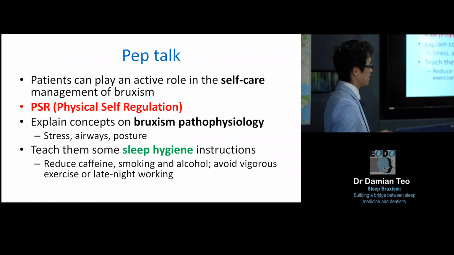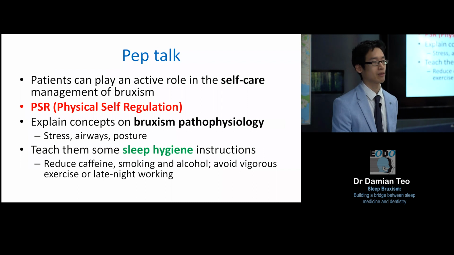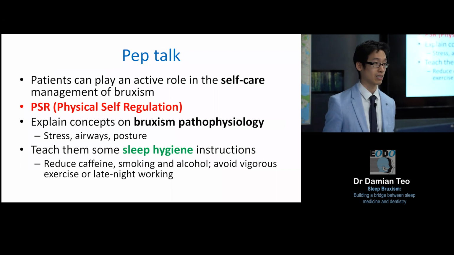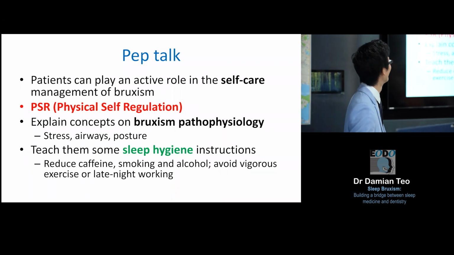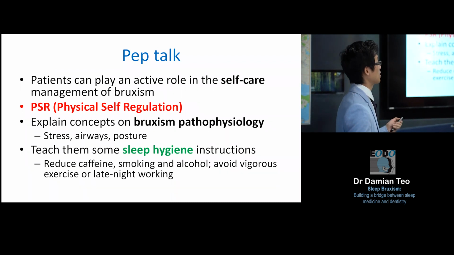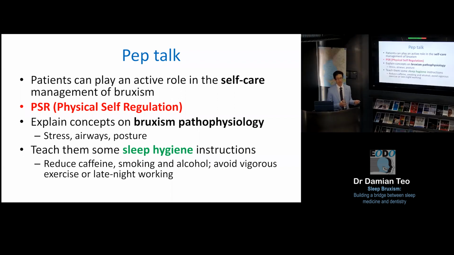So in the pep talk, this is the most important part of bruxism management and is why most of my patients I don't have to treat with a splint, because I talk to them for a long time. So the patients can play an active role in the self-care and management of bruxism. That's the reality of it. If they're stressed about work or something going on at home, there's only so much our splint can do if they're still stressing. And sometimes our splint may make things worse because they're now clenching on something even heavier and harder in their mouth.